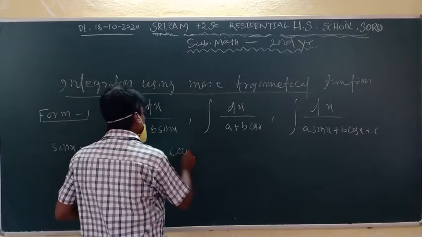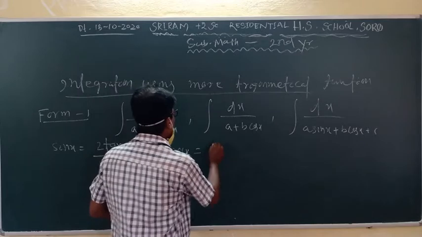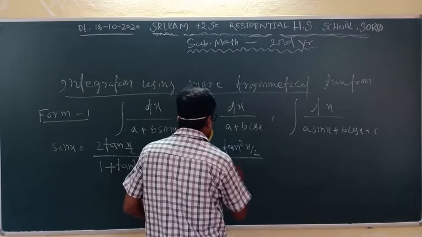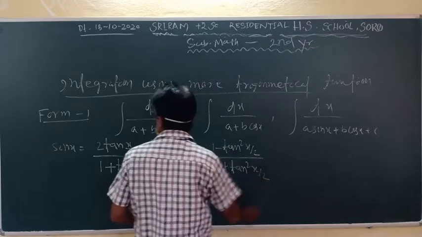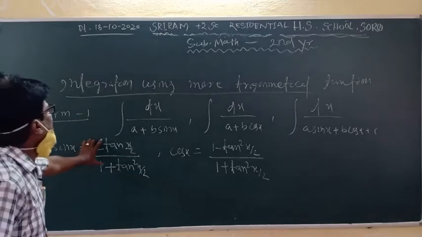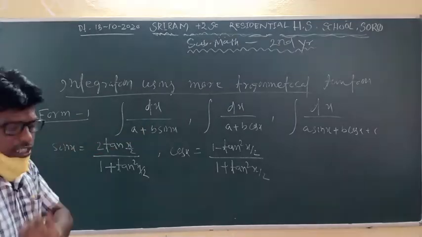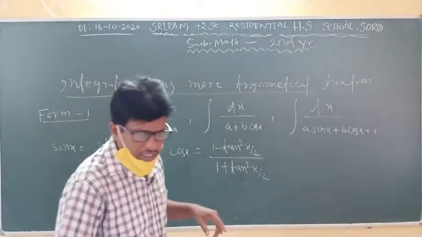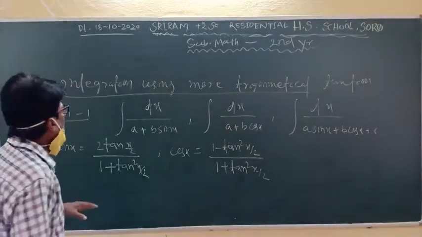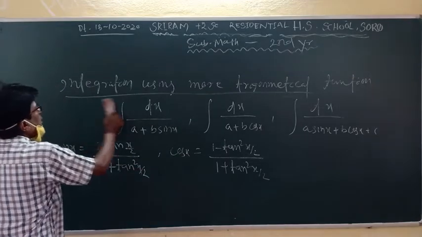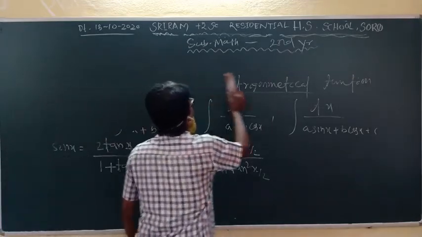For cos x, you use this particular formula in tan form, that is 1 minus tan square x by 2 divided by 1 plus tan square x by 2. Remember these 2 trigonometrical identities for using in this form, especially in number 1. Now I am going to solve question number 1 of exercise 9H. Put the sin x value and put the cos x value. So I have completed discussing form 1.